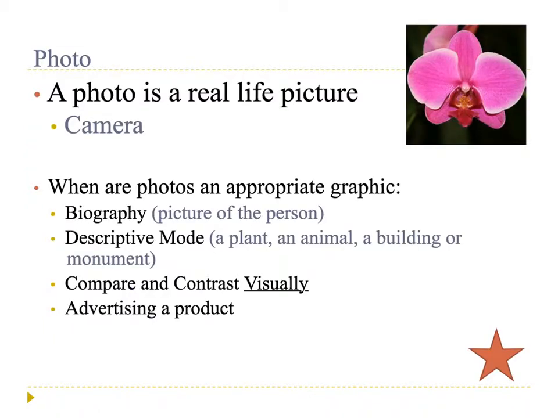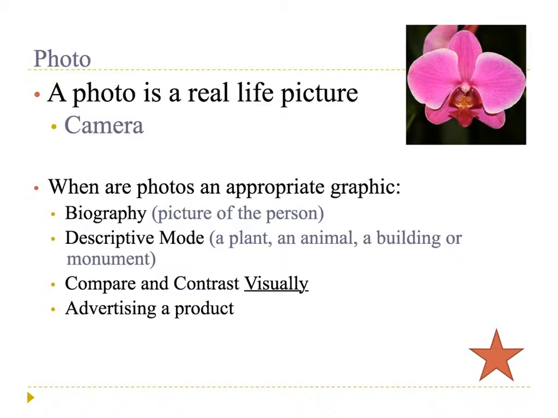So the first type of graphic is a photo, and it's a real-life picture, and it's taken with a camera. When should you use a photo? Well, it's an appropriate graphic if there's a biography, so if it's a real-life person and we want to see a picture of them.